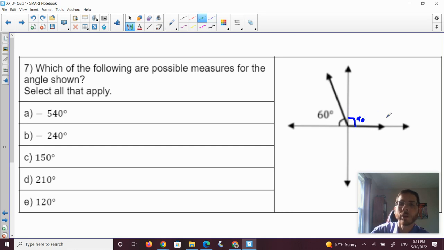So if we go this way, we'll have 90. This would have to be 30. So we know that that's 120. So I'm going to look for 120. I found 120, so I can pick that one.